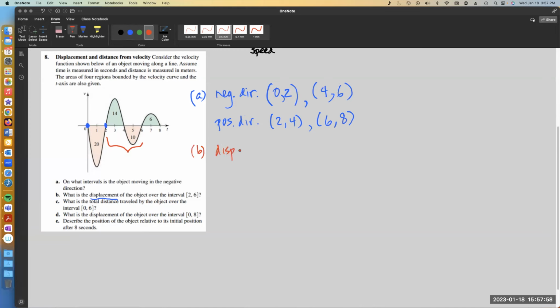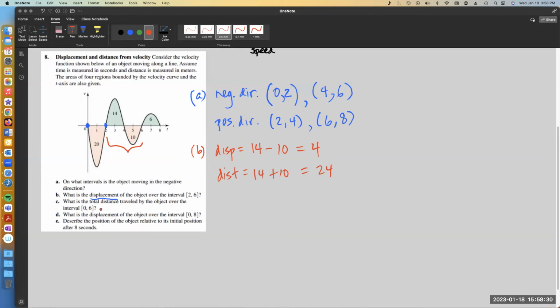4 to the right. So the displacement is going to be 14 minus 10 on that interval. So the displacement is going to be positive 4. What would the distance traveled on that interval be? 24. Yeah, the distance traveled would be 14 plus 10. So that would be 24. That's right.